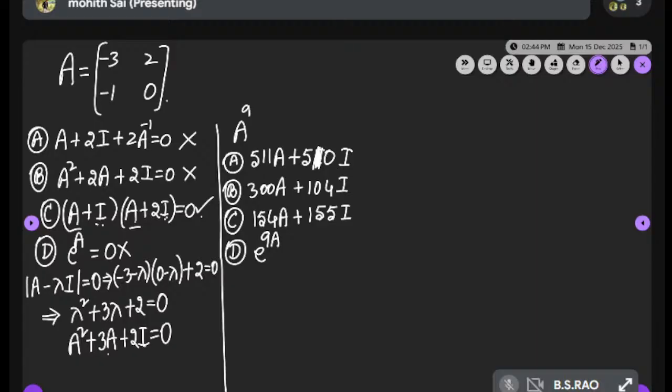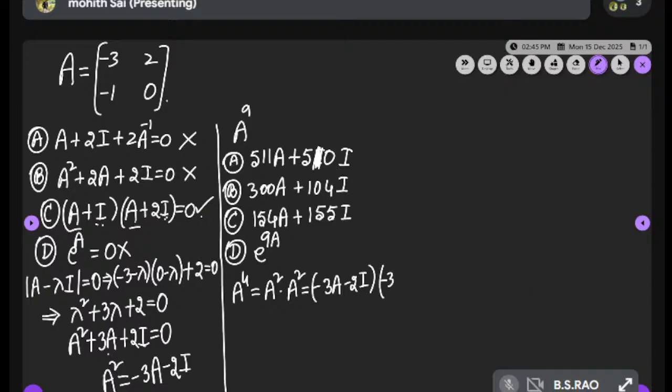Finish or not? Now what about A power 9? From this you can say A square equals to minus 3A minus 2I. Is it clear? Now A power 4 equals to A square into A square, which is (minus 3A minus 2I) into (minus 3A minus 2I). Do it.